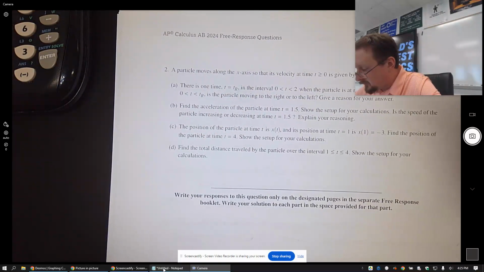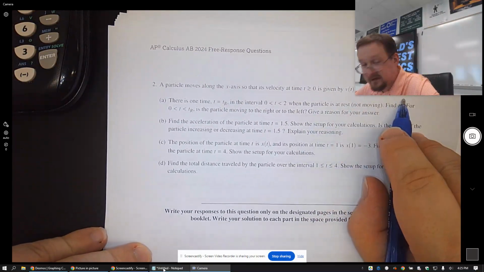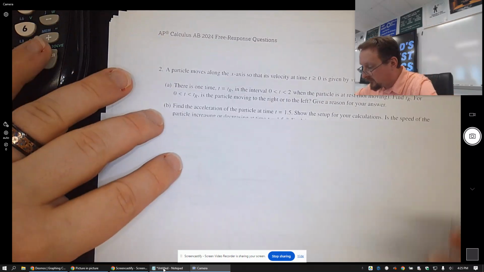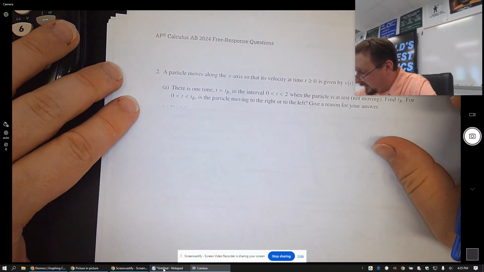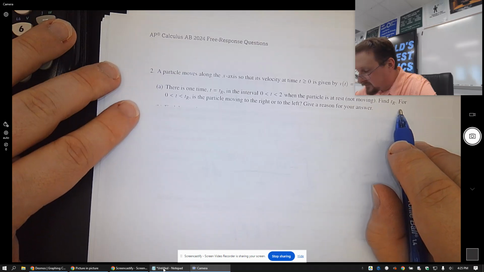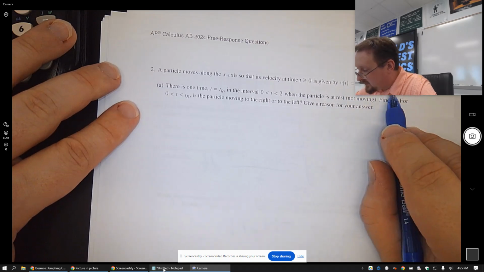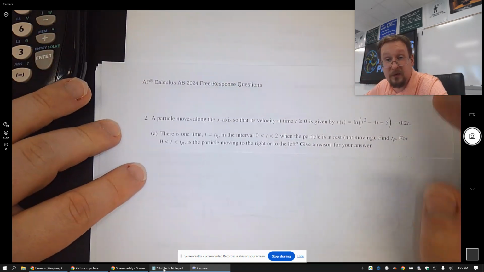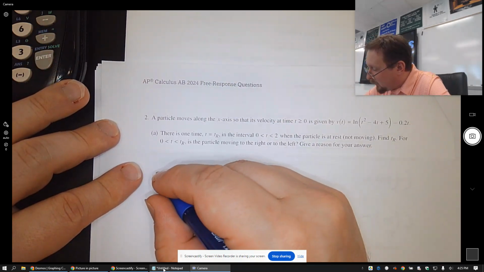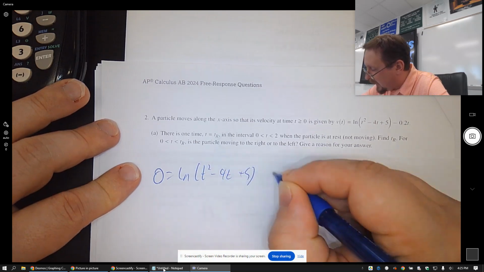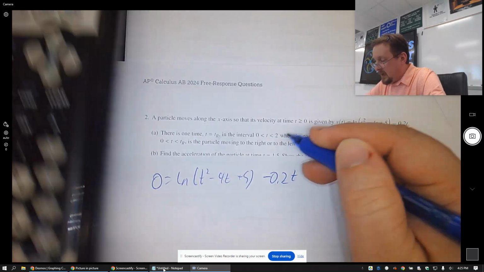Okay, a particle moves along the x-axis, so it has a velocity given by that. There is one time in this interval when the particle's not moving. Find this moment in time. Well, that's just when this is equal to 0. So it's going to be when 0 equals natural log of t squared minus 4t plus 5, minus 0.2t, on the interval 0 to 2.